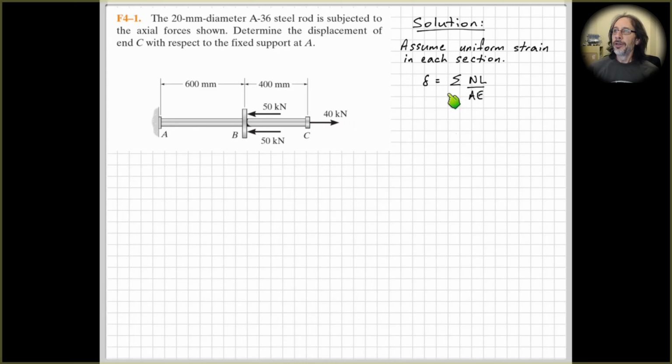Okay, so to use this equation, delta equals FL over EA, or in our case here, NL over EA, this is only valid if the strain is uniform within each section. In this case, we can assume that will be the case, except for around the end here where the load is applied, in the middle here where the load is applied, and at the end. But due to St. Venant's principle, we can make the assumption that the strain is uniform throughout the length and do this calculation.